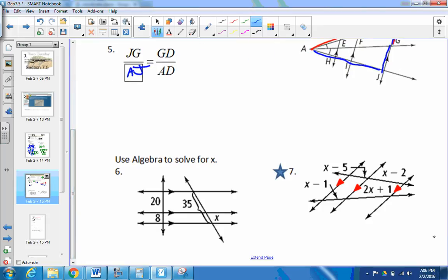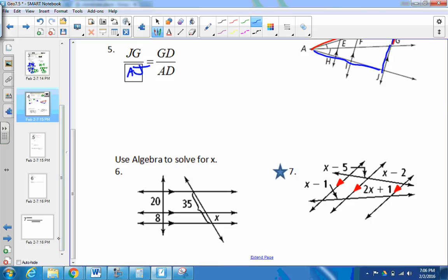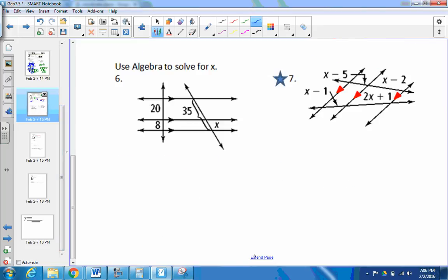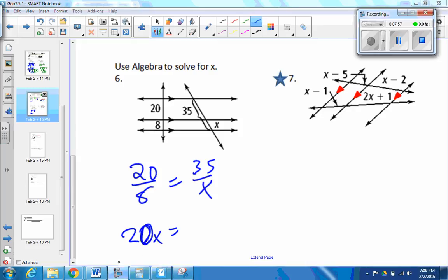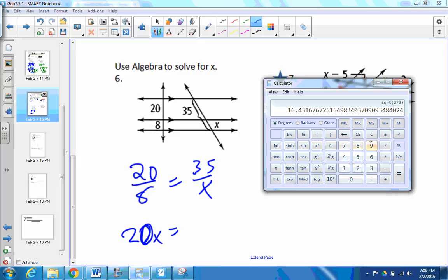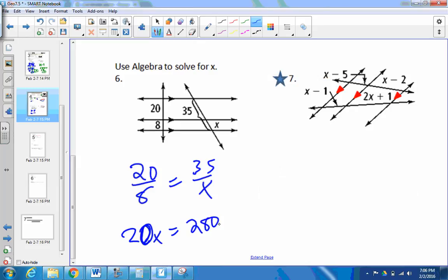All right. So a little bit of algebra. Use algebra to solve for x. So we have 20. We have our parallel line. So 20 over 8 would be congruent to 35 over x. Then you can do your cross multiplication and solve it. You get 20x equals 8 times 35. 8 times 35 is 280. And divide that by 20. X is going to be equal to 14.